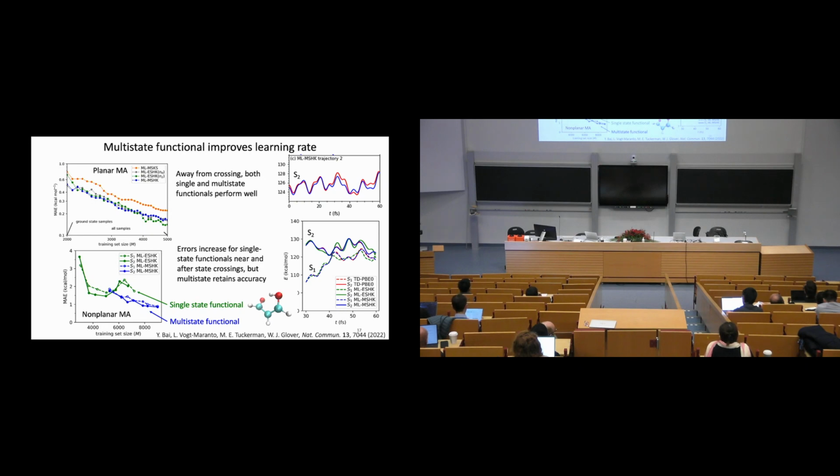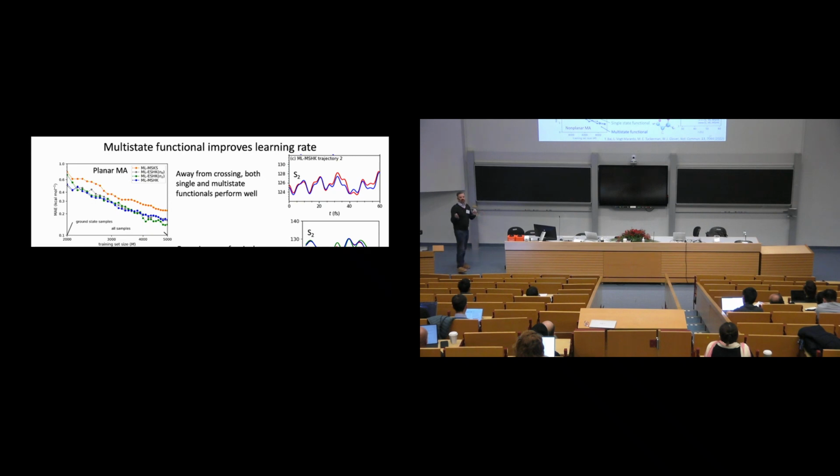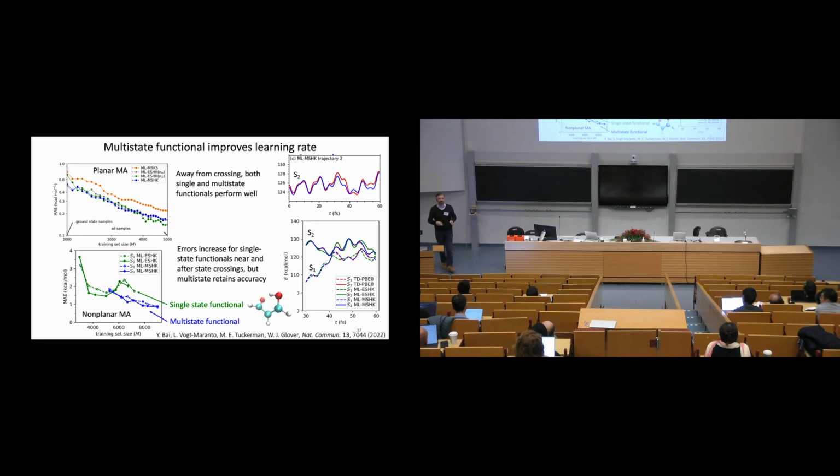Now we start to see the differences, however, when we let the molecule twist and approach the crossings between the electronic states. And then we see, in fact, a stagnation in the energy predictions for the single-state functionals. They plateau and never go below a kilocalorie per mole. Whereas if we use a multi-state functional, so we're predicting all of the states simultaneously, we can continue to improve the energy predictions by increasing the training set.